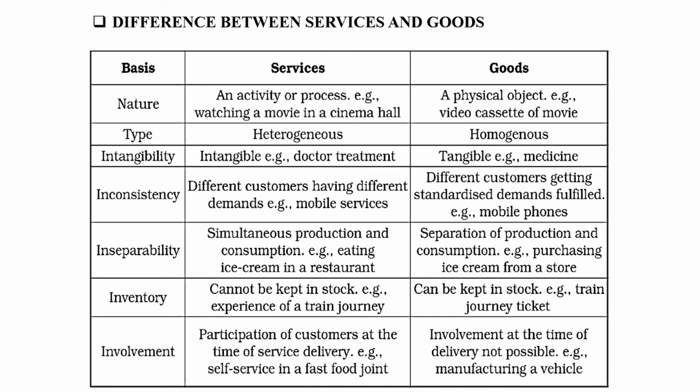Next is inventory. You cannot inventory services. That means you cannot store or keep services. But in goods, you can keep them. Next is involvement. If the customer is not there, there is no service. So involvement of the customer is very essential here. In goods, involvement of the consumer may not be necessary during production. So the involvement may not be necessary every time.